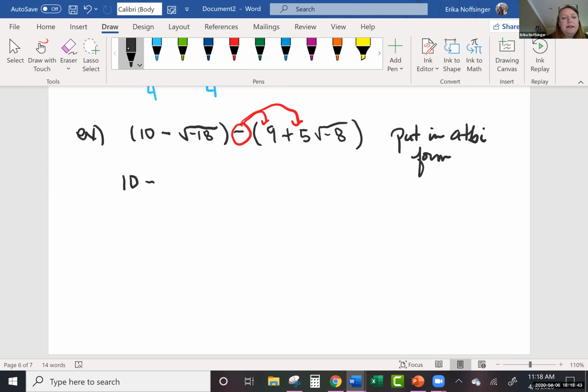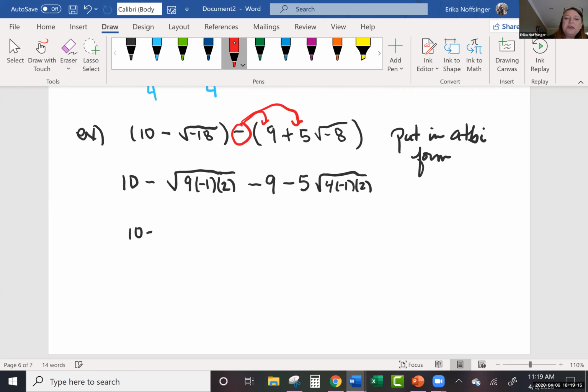Minus the square root. So breaking this down, 18 can be broken down as 9 times 2. So 9 times negative 1 times 2. Minus, distributing that negative, I get minus 9. Minus 5. And let's break down the square root of negative 8. So this is like 4 times negative 1 times 2. So we get 10 minus, so pull out what you can.